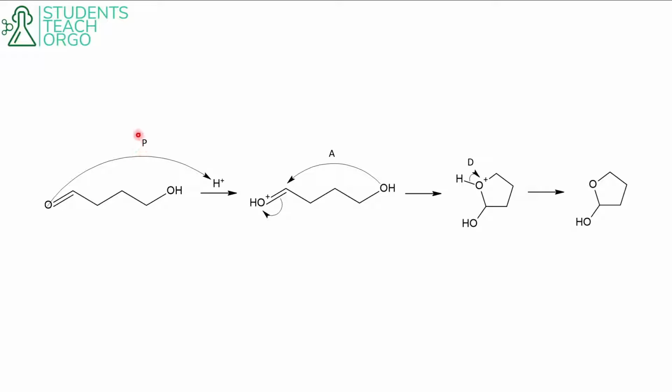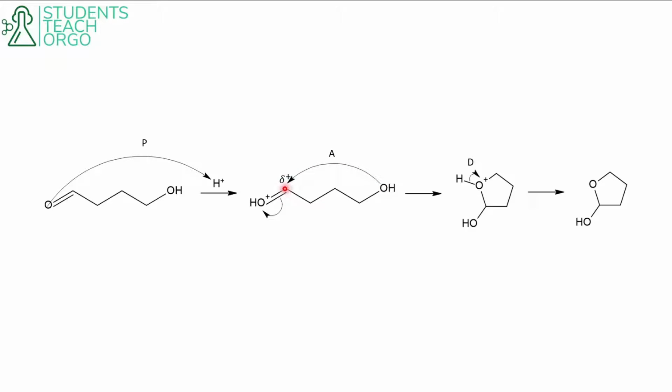So starting off with our P, our protonation, the first thing that's going to happen is this oxygen here, the carbonyl oxygen, is going to get protonated by reacting with some kind of acid, right? And the purpose of that is to make this carbon here sufficiently positive, right, to have enough positive character to have this alcohol now perform the A step, the attack, right?